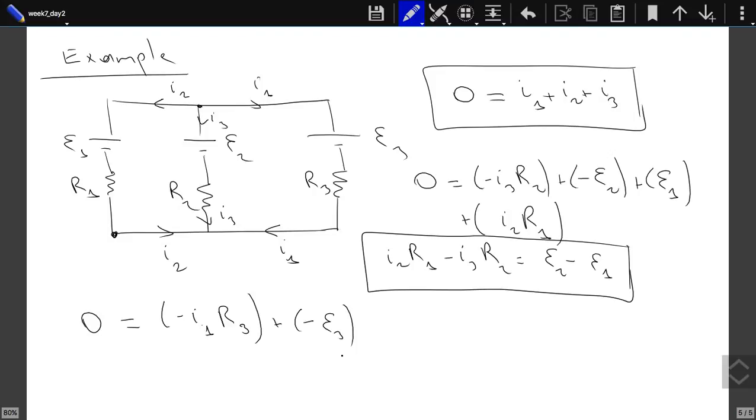From that point to this point, what is the potential drop? There is no current. From this point to this point, what is the potential drop? Plus epsilon 1. And from this point to this point, what is the potential drop? I2 times R1. It is again positive. And we have another equation now: minus I1 R3 plus I2 R1 is equal to epsilon 3 minus epsilon 1.